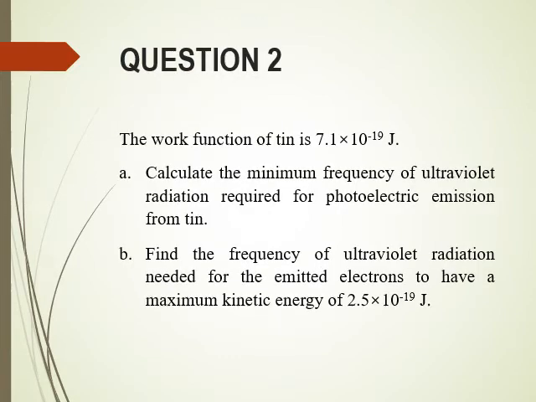Question 2. The work function of tin is 7.1 times 10 to the power of negative 19 joule. A. Calculate the minimum frequency of ultraviolet radiation required for photoelectric emission from tin. Question B. Find the frequency of ultraviolet radiation needed for the emitted electron to have a maximum kinetic energy of 2.5 times 10 to the power of negative 19 joule.